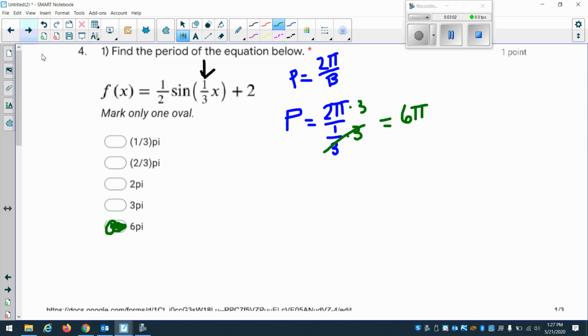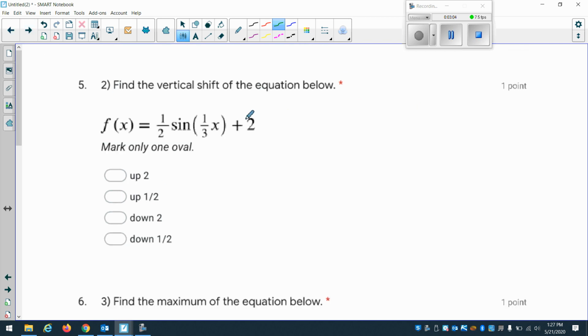Now find the vertical shift of the equation below. Vertical shift means up or down, as we've seen in the past. So whatever is added or subtracted tells you what direction you're going. So it's a vertical shift up 2. That's also called your midline.